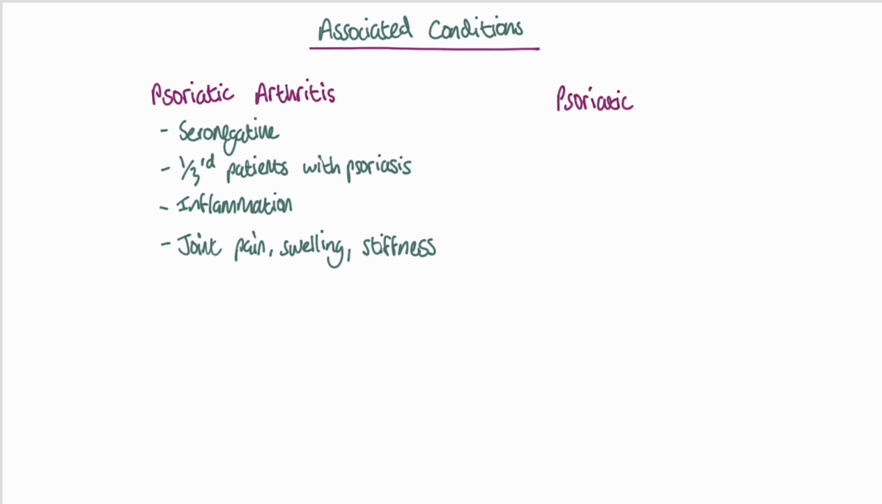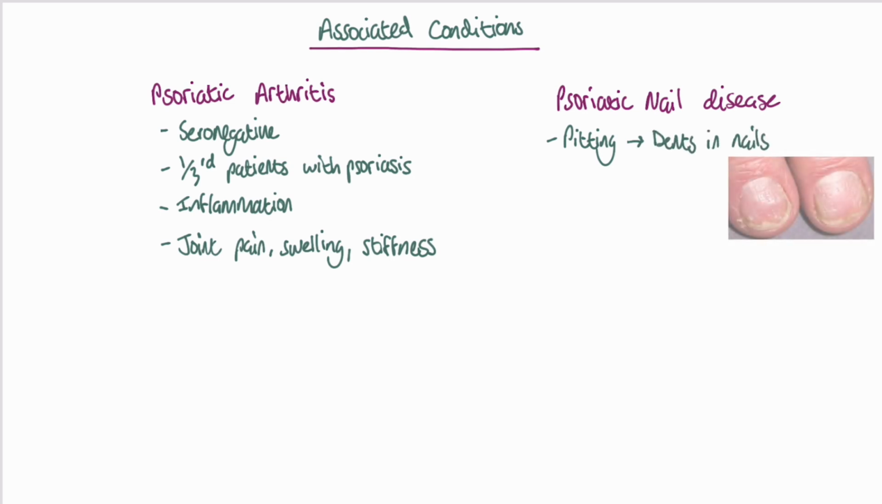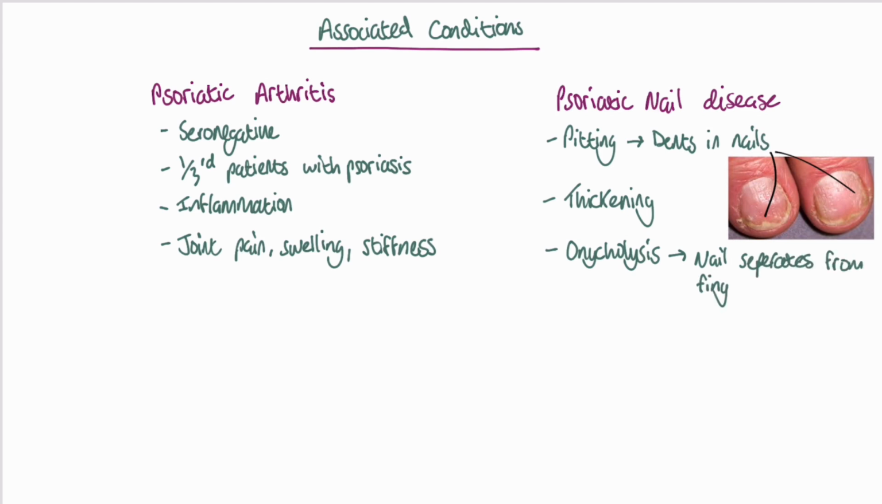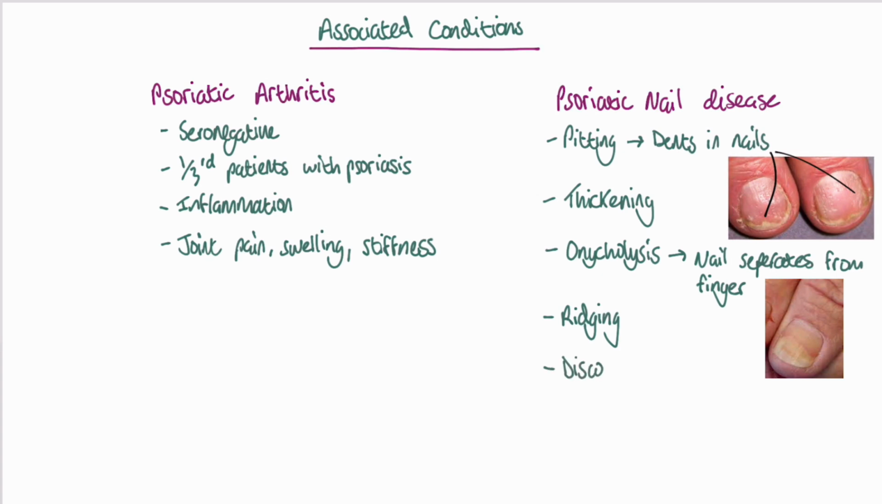Psoriasis can also be associated with other conditions such as psoriatic nail disease. Psoriatic nail disease can cause a number of features such as pitting, where tiny dents develop in the nails, thickening of the nails, onycholysis, which is the separation of the nail from the nail bed, ridging, where vertical or horizontal ridges develop on the nails, as well as discoloration, typically to a yellow or brown color.